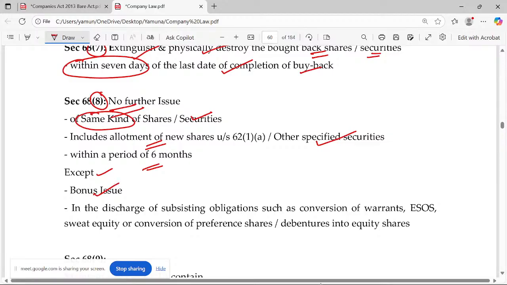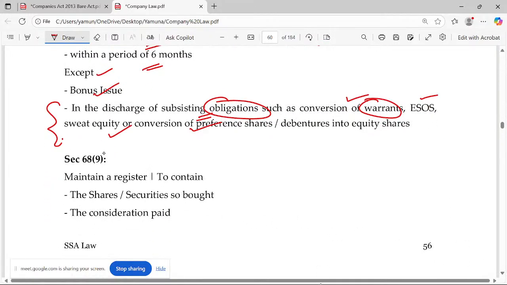Except we can go for bonus shares. Bonus issue is something that's a decision, so you can do it. In the discharge of subsisting obligations, like there are warrants and you're converting the warrants, as a company you're liable to go for ESOS, sweat equity or conversion of loan. This is already your obligation, and you can do that. You cannot go for a fresh issue for the same existing class of shares. Okay. So this is with respect to 8, 9.